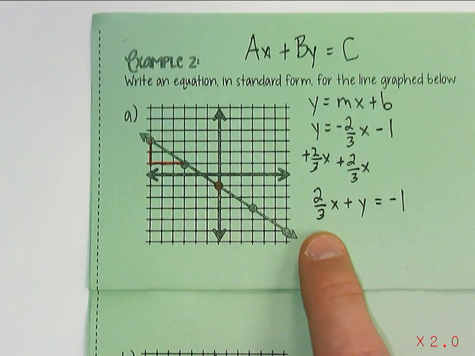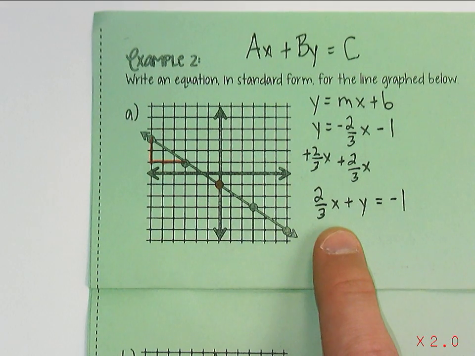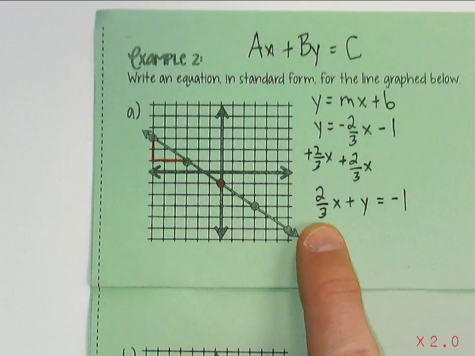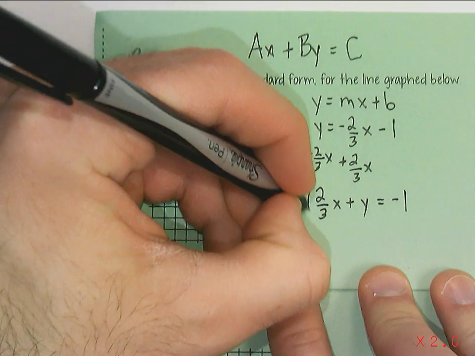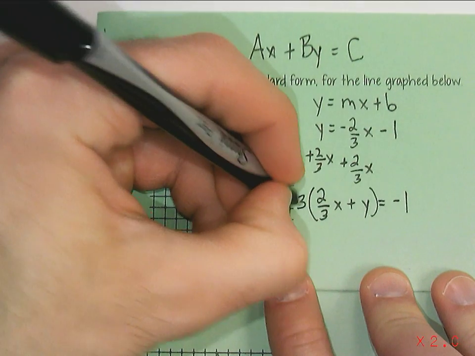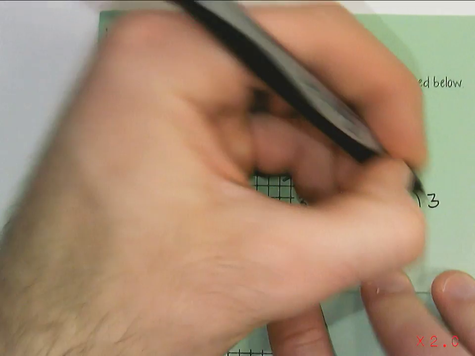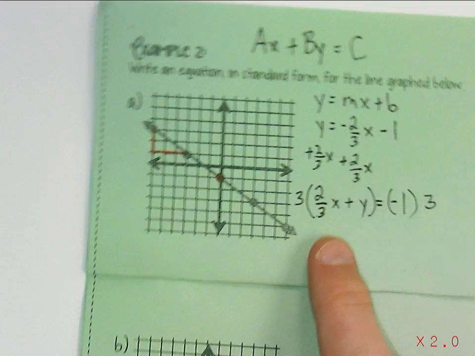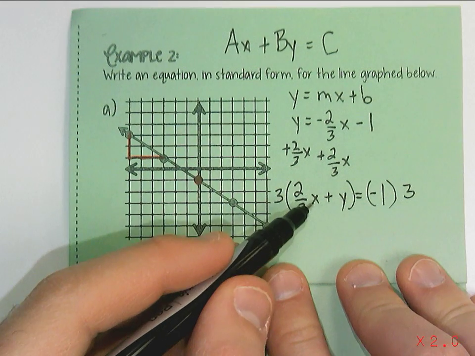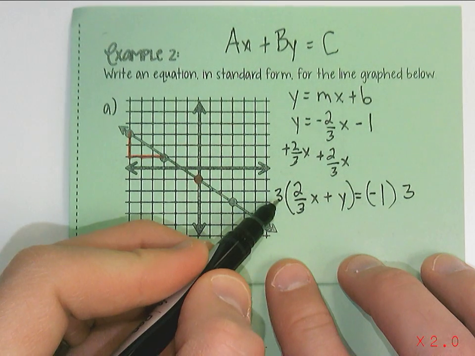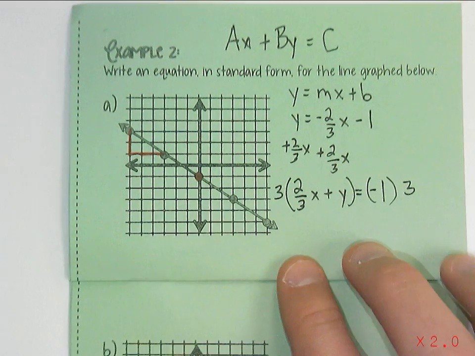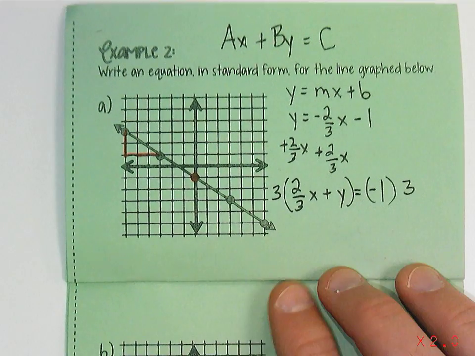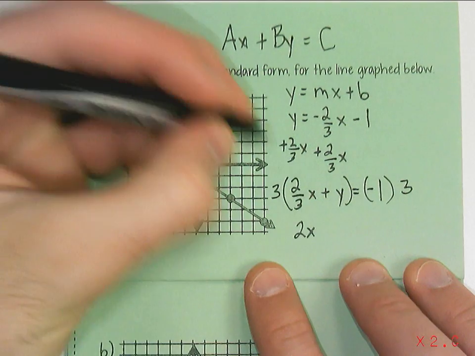We need to get rid of this 2/3. So the best way of doing that is just to multiply by what's in the denominator of this fraction. That'll be the best way to get rid of it. So if we multiply this whole side by 3 and this side by 3, we should be in business. So if I did 3 times 2/3, I would end up with 3 times 2, which is 6. 6 divided by 3 is 2. So I'd have 2x here.